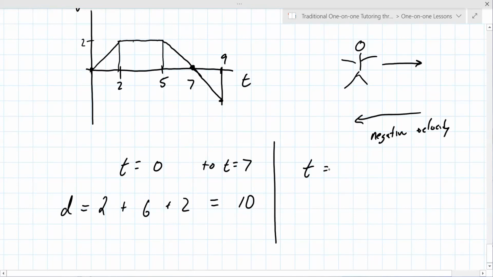So now what's going on from t equals 7 to t equals 9? How far does it go? 2. 2, but it's negative, because it's down here on the bottom. Okay.